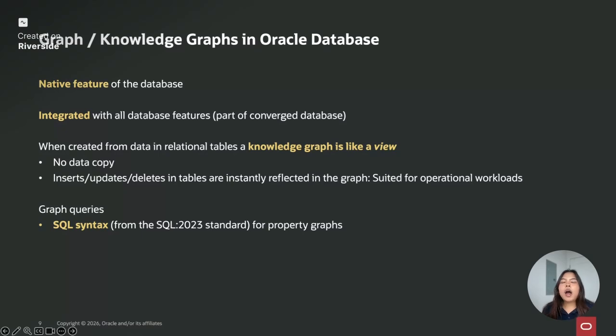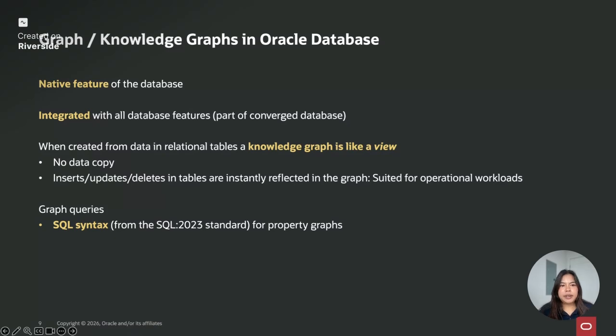Let's talk a little bit about how knowledge graphs or graphs work in the Oracle database world. I'm not sure if we have any Oracle database users among your listeners, but a lot of people are surprised to know that if you already use the Oracle database, you're able to use graphs. This is a native feature of the Oracle database. It's integrated, part of the Oracle Converged database, meaning you're able to use vector search, spatial data, relational tables, and combine it with JSON, etc. It's pretty cool.